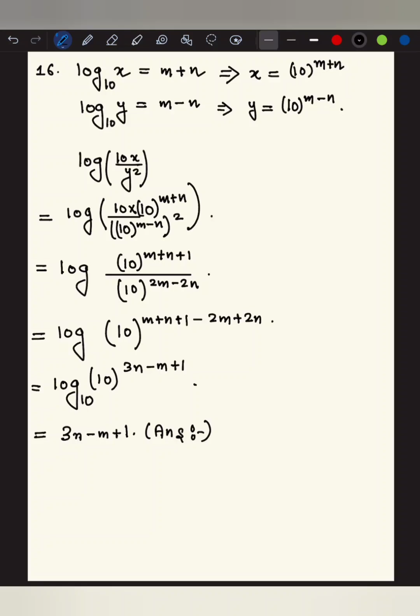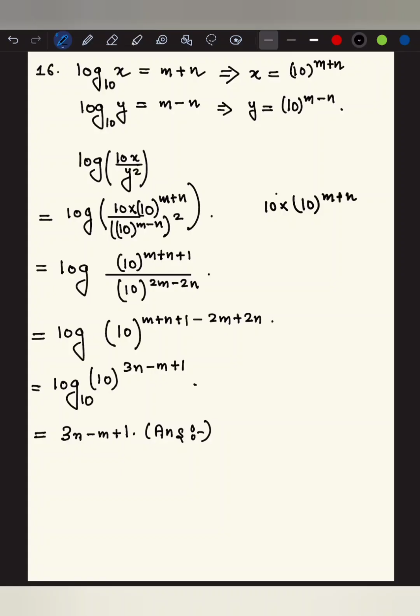Got it? So we are asked to find the value of log 10x by y square. First of all, I have substituted the value of x as 10 to the power m plus n and the value of y as 10 to the power m minus n. So log of 10 into 10 to the power m plus n, whole divided by y square, meaning 10 to the power m minus n, then a whole square, which is equal to log of 10 into 10 to the power m plus n.